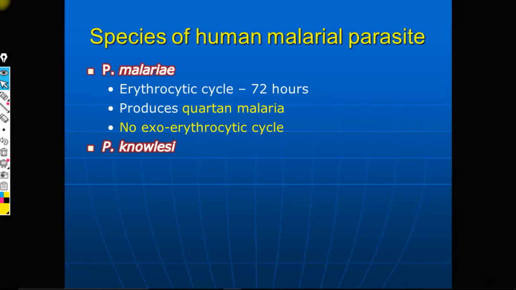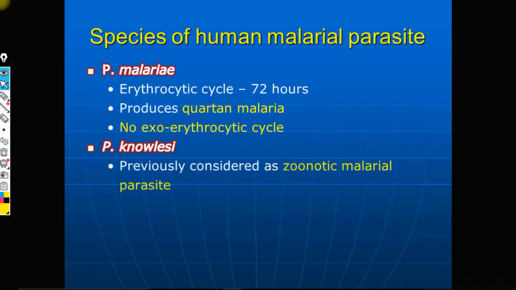Fine. The last one is Plasmodium knowlesi. As I told you, previously 4 species were reported. Knowlesi is comparatively recent, 10-15 years ago. It was not that it was unknown to humans, but it was considered a zoonotic malarial parasite, the causative Plasmodium for malaria in animals.